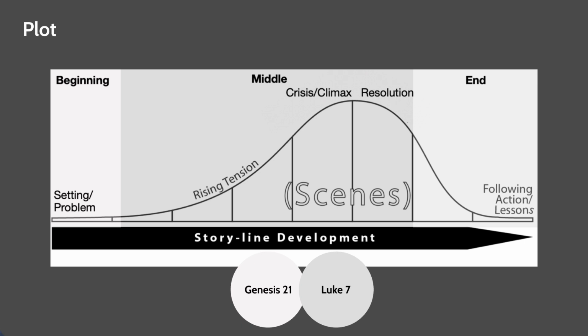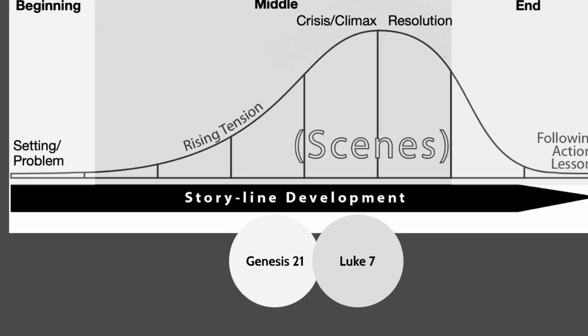And so every good story has these three elements: beginning, middle, and end. They have this tension that leads to crisis or climax, and then a turning point and resolution. So I want to look at a couple different passages as an example. And so we're first in this video going to look at Genesis 21, which is a passage that we haven't looked at yet in any of our videos.